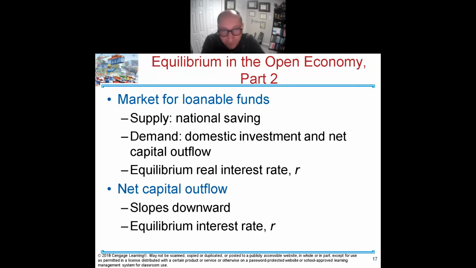The demand for loanable funds is going to be based on the domestic investment and the net capital outflow from equilibrium. The interest rate is the point of equilibrium, and it's defined by the letter R. Net capital outflow is downward sloping to the right, and the point of equilibrium is the point of R.